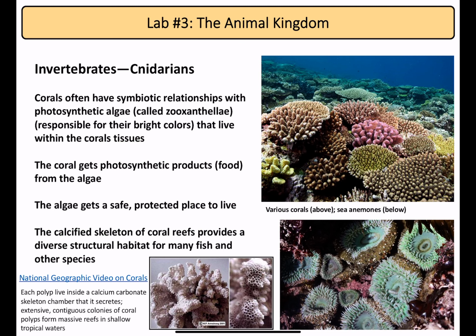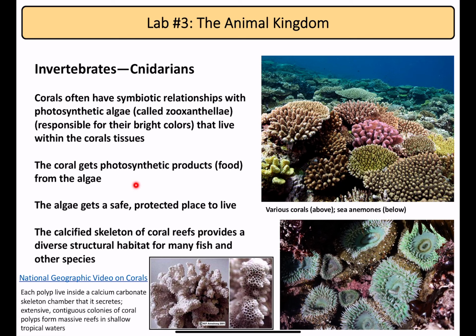So this slide is on a particular type of cnidarian, in this case corals. They're very important cnidarians because they form a marine ecosystem, oftentimes in shallow tropical waters, and that ecosystem is called a coral reef. And I want you to realize that corals, think of it as a tiny little sea anemone living in one of those little holes. Okay, each of those little holes has a little polyp.